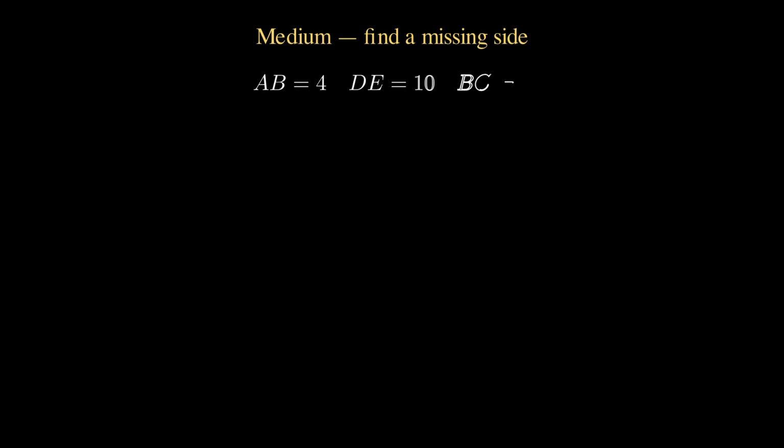Medium level. Imagine two similar triangles sharing the same letter order, A, B, C, and D, E, F. Suppose AB is 4, DE is 10, and BC is 6. You want EF. Write matching sides as a proportion. AB corresponds to DE and BC corresponds to EF. Substitute numbers. 4 over 10 equals 6 over EF. Cross multiply carefully. 4 times EF equals 60, so EF equals 15. Always ask whether your answer is longer or shorter than the matching side.